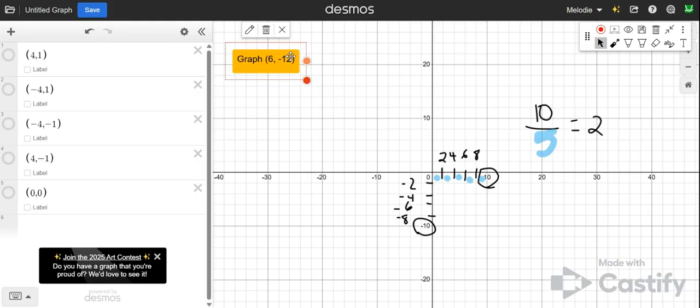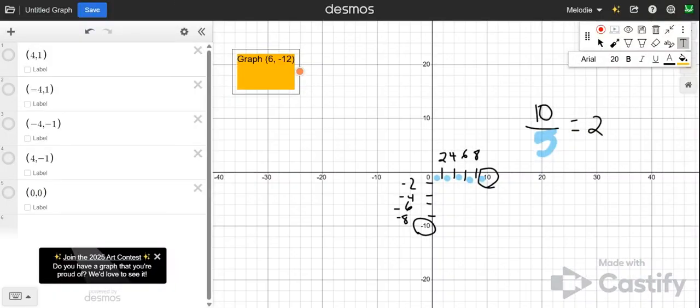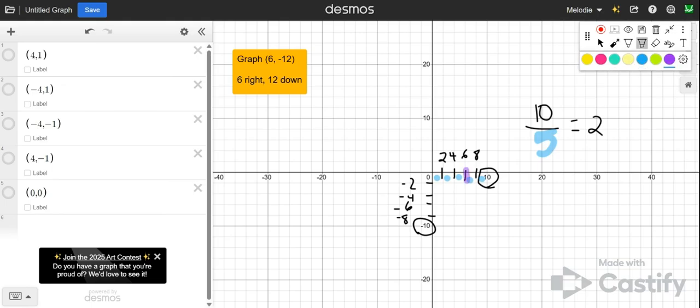Now I think I'm about ready to plot my point. This says graph 6, negative 12. Let's add some directions here. The first coordinate is left and right movement, so this is 6 to the right. The second coordinate is up and down movement. Negative means down, so this is 12 down. Now I'm ready to go. We're going to go 6 units to the right. That's going to take me, I'm going to use purple here. But then we have to go 12 units down.